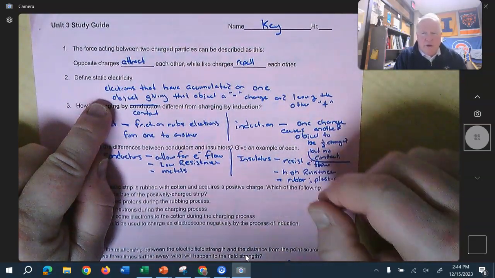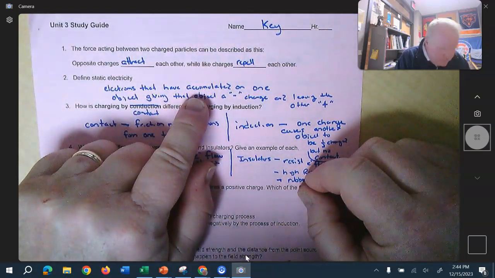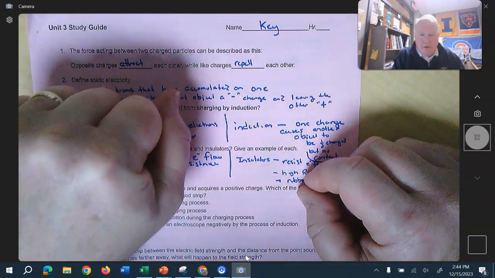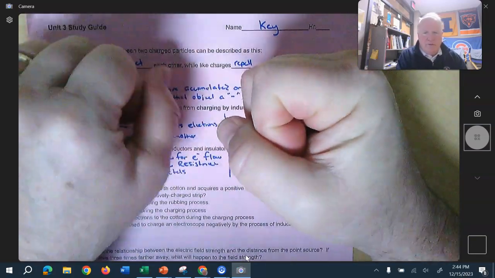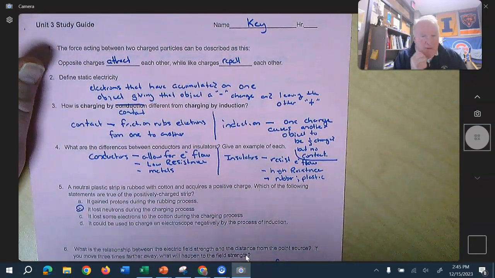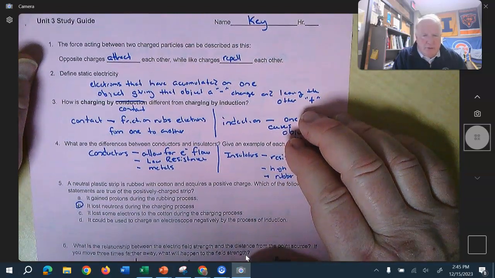Just like I was just talking about, right? Electrons that have accumulated on one object over another. So one object gives up the electrons, one object takes the electrons. This one's negative, this one's positive, right? And we can always say that the electron's moving, but that's it. We can't become charged because we're moving protons.